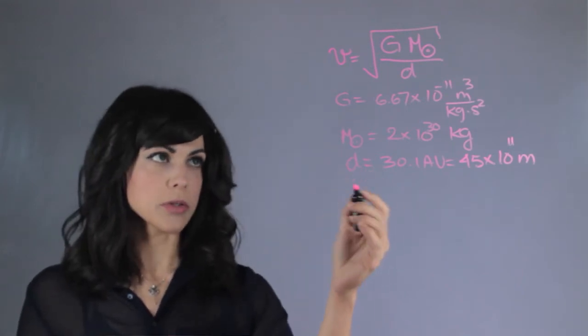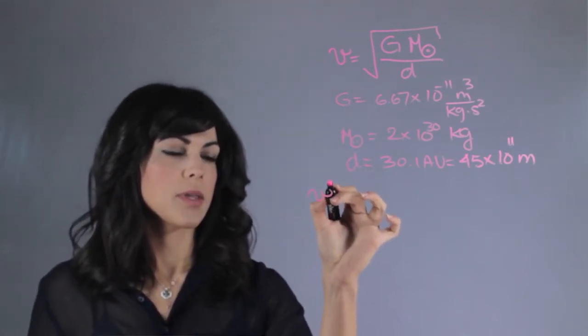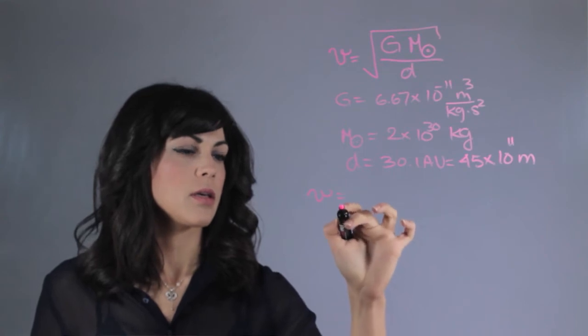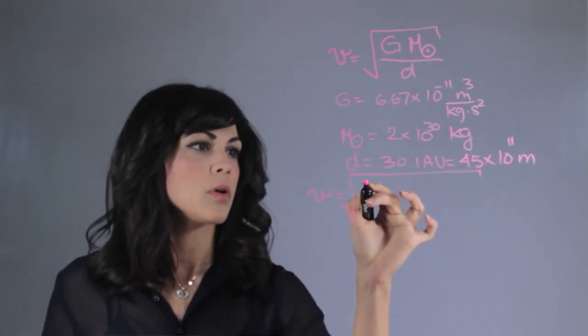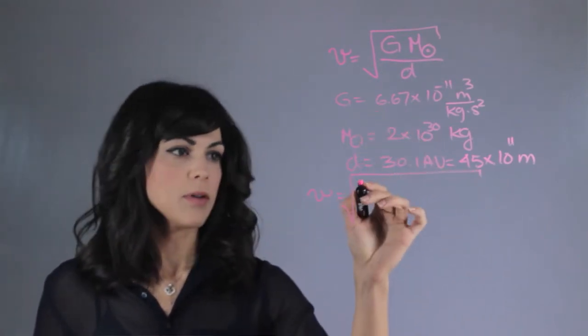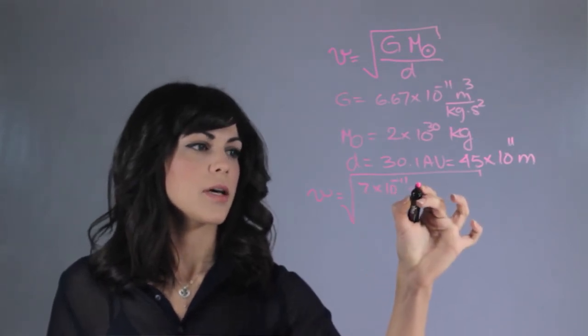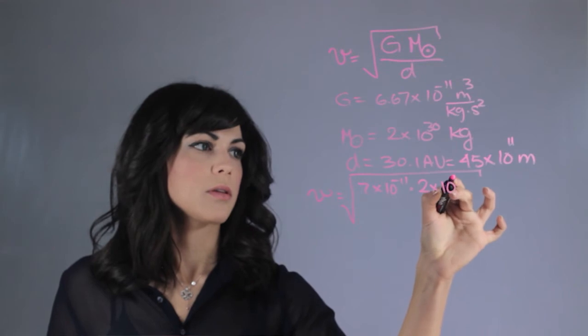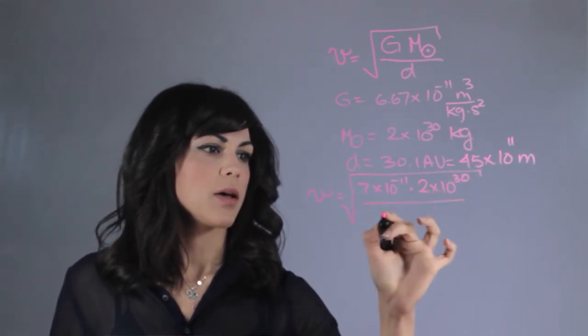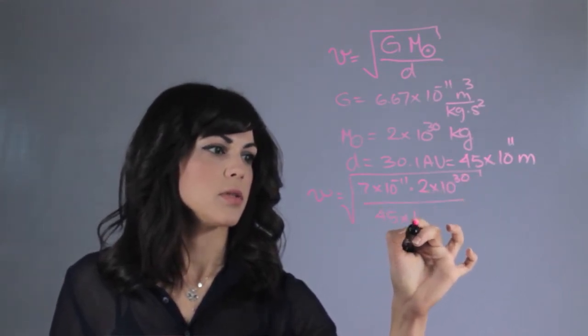So if we put this all together, we know that the velocity is equal to, let's round this up to 7. So 7 times 10 to the minus 11 times 2 times 10 to the 30th divided by 45 times 10 to the 11th.